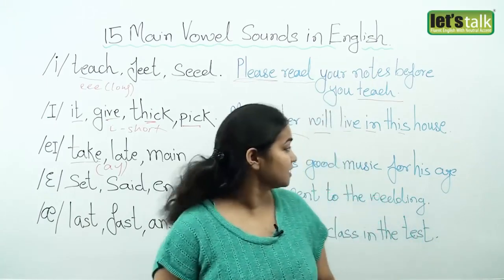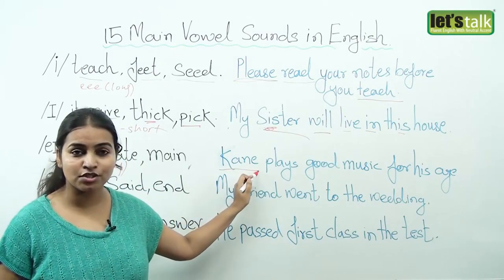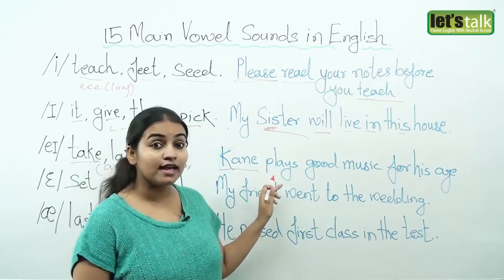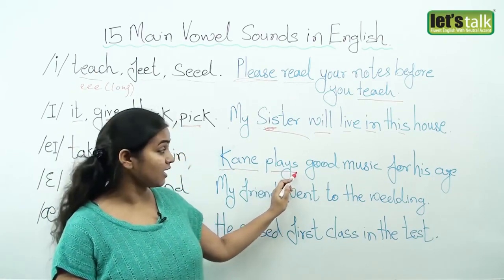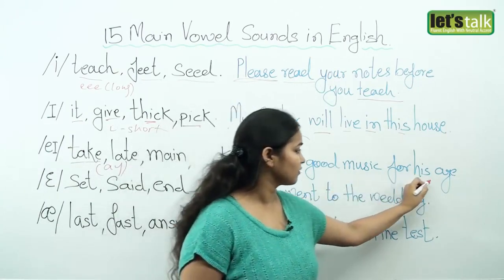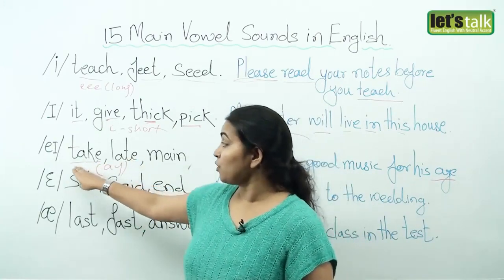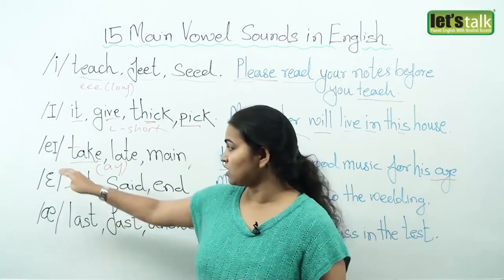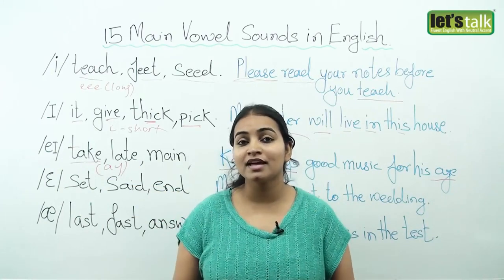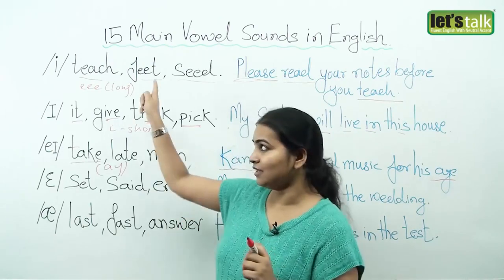Moving on to the sentence, which is Cain plays good music for his age. Did I just do an A sound? Yes, I did. Cain plays. An A sound again. Good music for his age. The A sound again, okay? So whenever you come across such words with this symbol, you know how to pronounce them. So your pronunciation should always be an A and not an I or an E, okay?